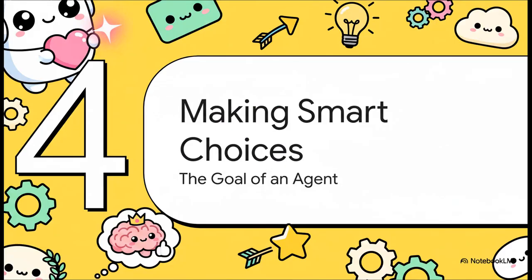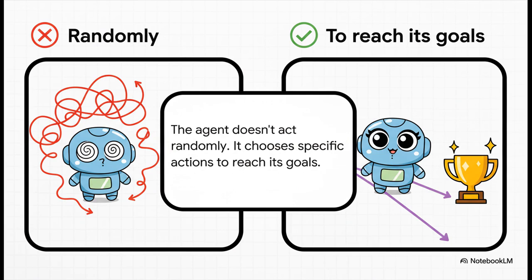Okay, so we've got the what and the how covered. Now let's talk about the why. Why does the robot turn left instead of right? Why does it clean this spot now? The answer to all of that comes down to one thing: its goal. This is absolutely crucial to understand. The agent isn't just moving around randomly. It's not chaos. It's programmed with a specific purpose, a mission.